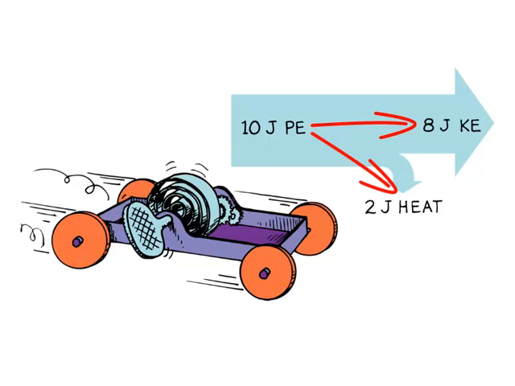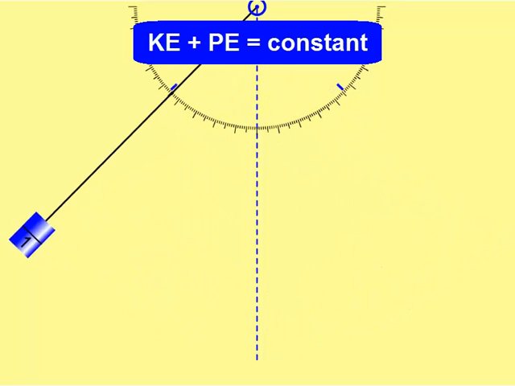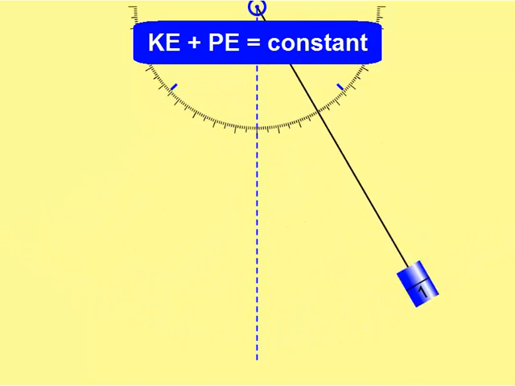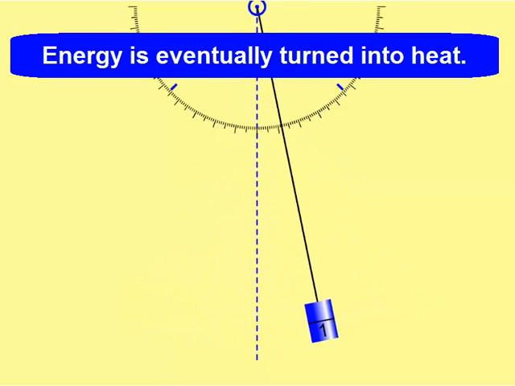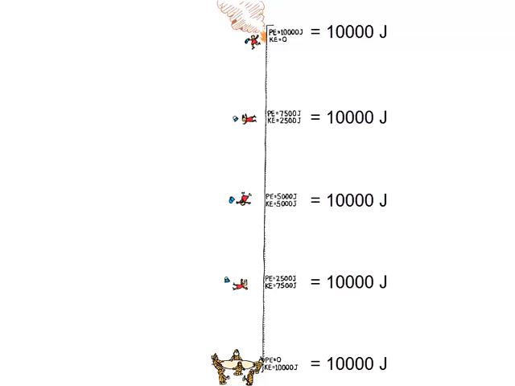No energy is lost. Everywhere along the path of the pendulum bob, the sum of potential energy and kinetic energy is the same. Because of the work done against friction, this energy will eventually be transformed into heat. When the woman leaps from the burning building, the sum of her potential energy and kinetic energy remains constant at each successive position all the way down to the ground.